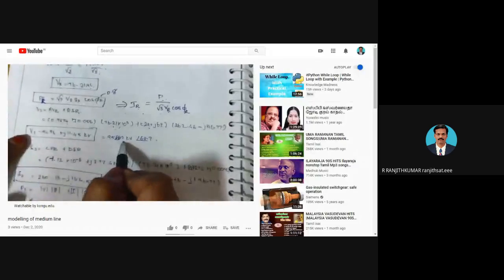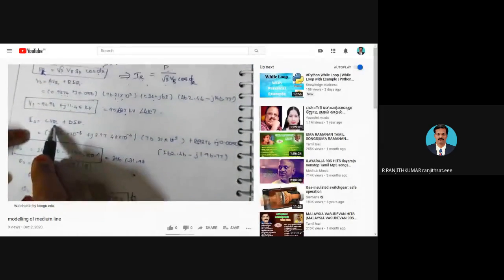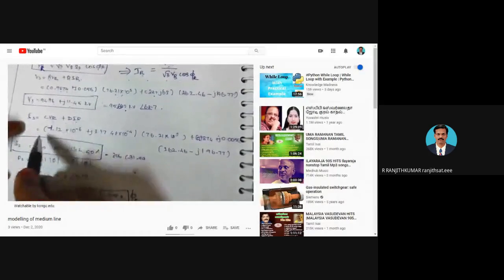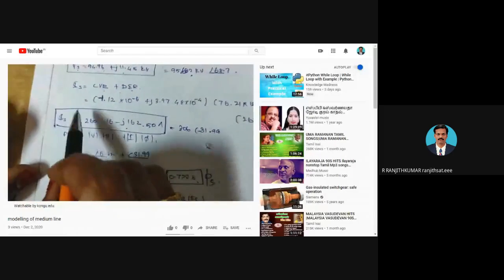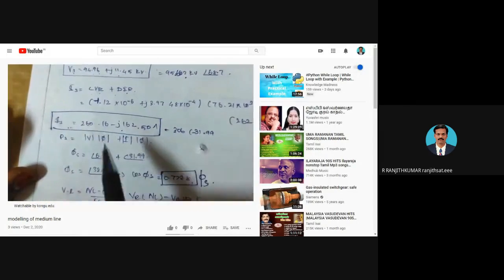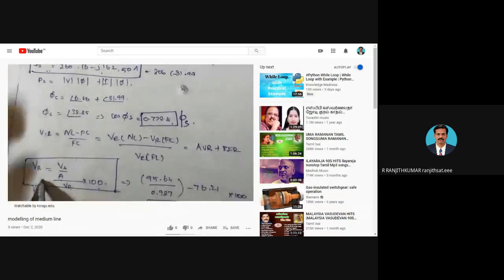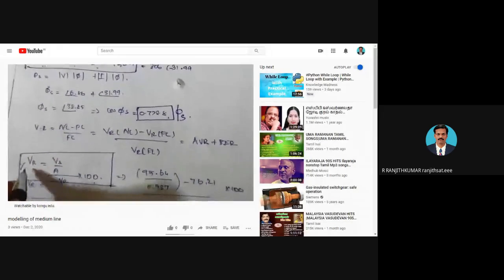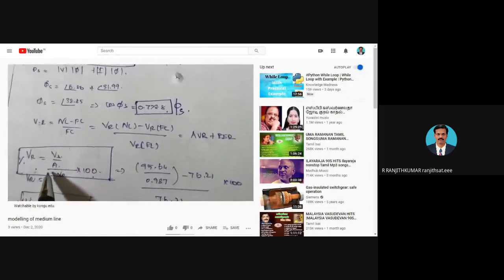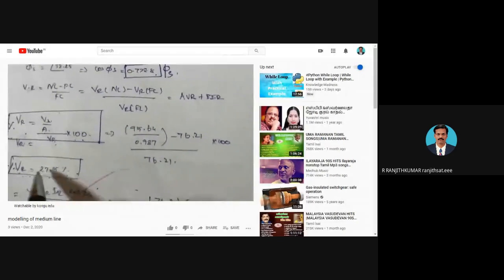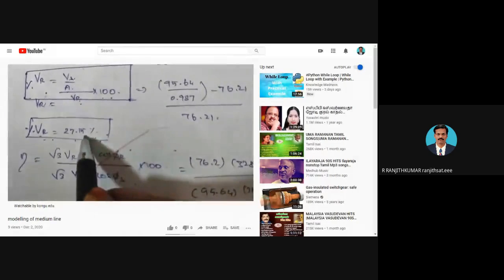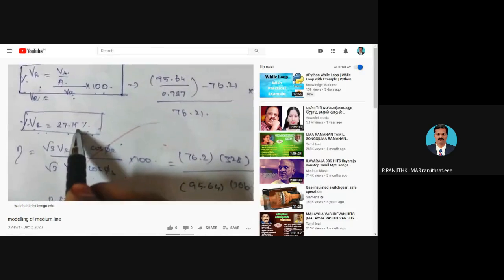After calculating your VS, similarly C into VR plus D into IR gives my IS value. So I have calculated my VS and IS. After that, I am going to calculate my percentage of voltage regulation: VS by A minus VR, divided by VR, into 100. If you substitute this, you will have the voltage regulation as 27.15 percent.